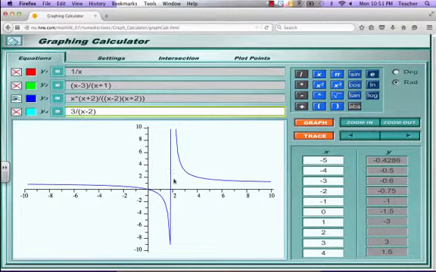Now when we actually draw them, we'll draw this with a dotted line, because this line right here at x equals 2 is actually not part of the graph.